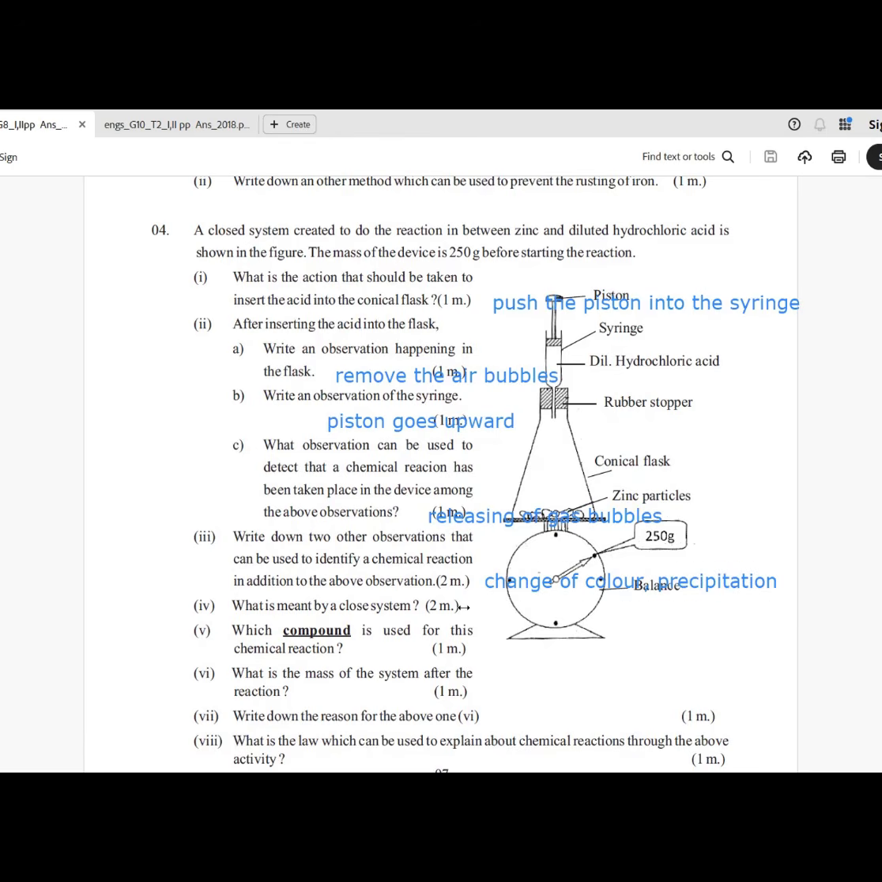What is meant by a closed system? The system in which the reactants, in which the substances cannot exchange between the system and the environment.